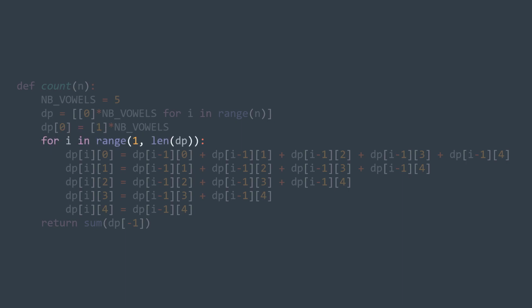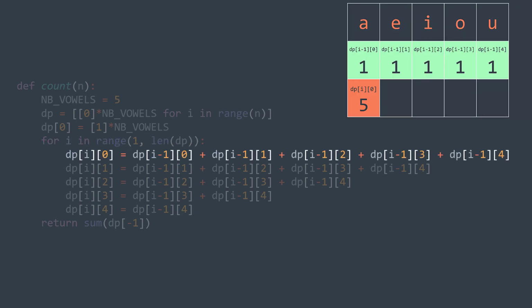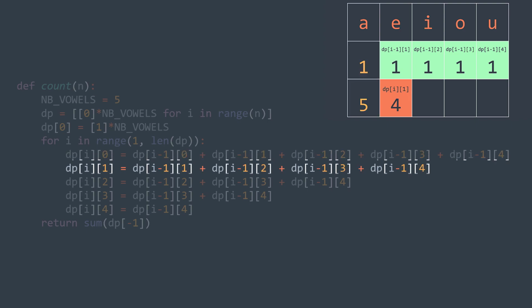A is accepted by all the vowels, so it's the sum of all the previous row. We write dp of i,0 is equal to dp of i-1,0 plus dp of i-1,1 plus dp of i-1,2 plus dp of i-1,3 plus dp of i-1,4. E is accepted by E, I, O, and U, so we write dp of i,1 is equal to dp of i-1,1 plus dp of i-1,2 plus dp of i-1,3 plus dp of i-1,4.